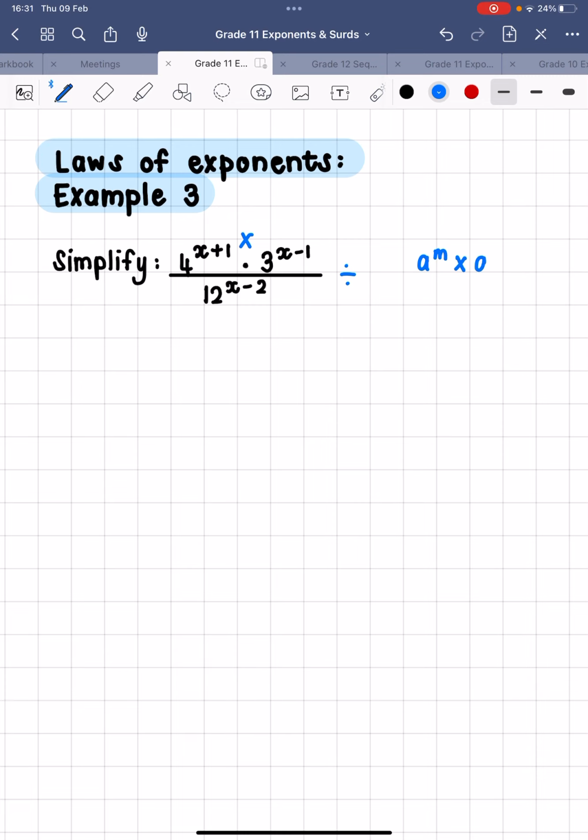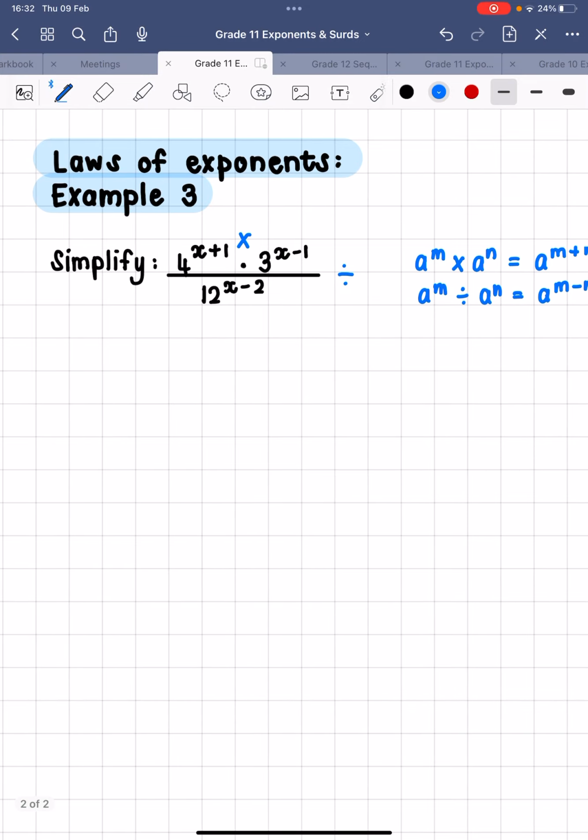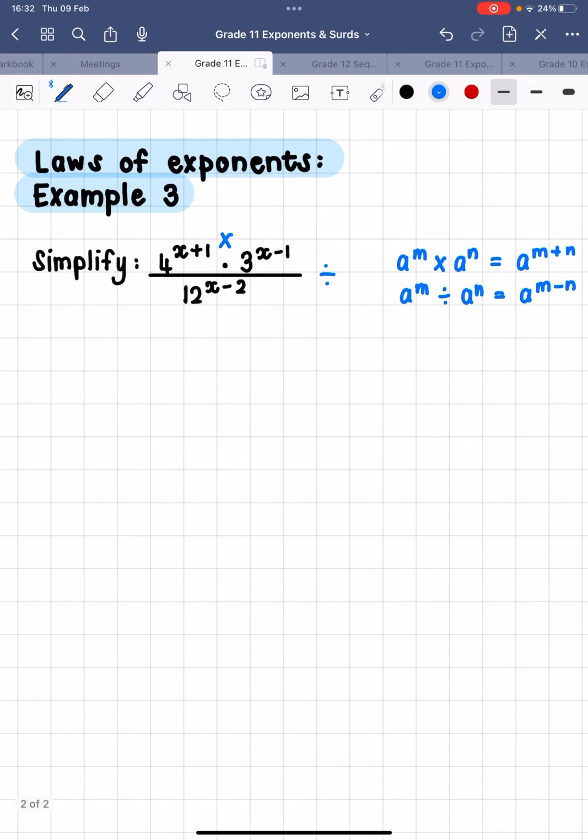exponents. First, the multiplication law, which states that if you have the same bases, then you keep that same base in your answer and you add the exponents. And secondly, we're going to look at the division law, which says that if you have the same bases, you are dividing. Once again, you keep that base, but you take the first exponent minus the second exponent. Now, at the moment, we don't have any bases that are the same. We have a base of 4, a base of 3, and a base of 12.